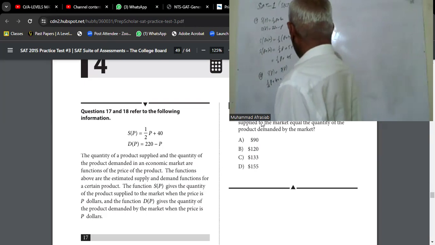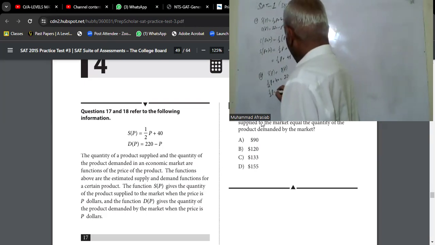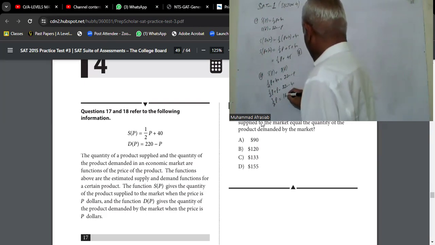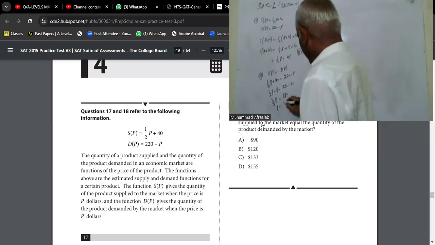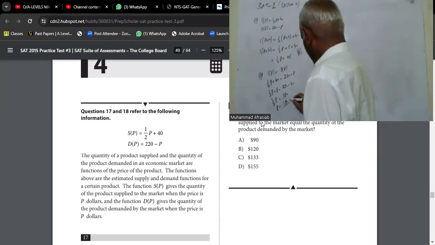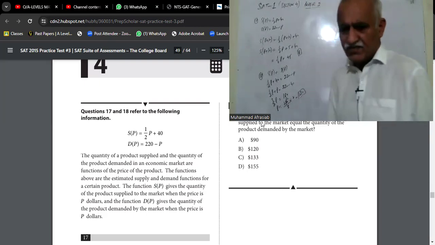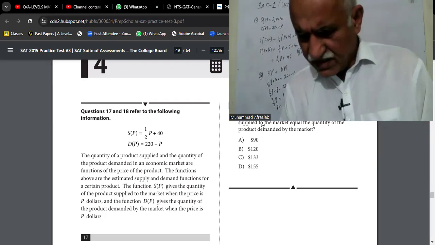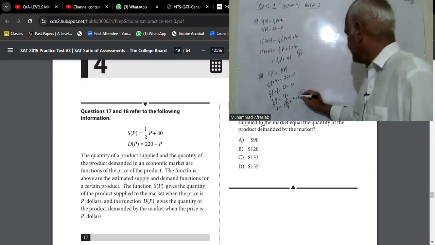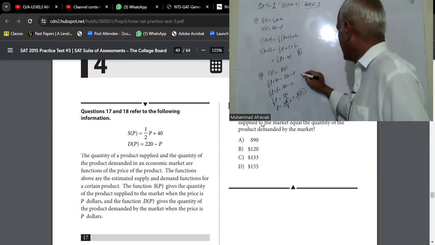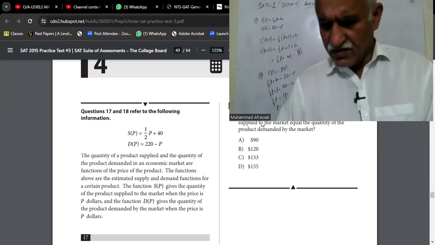220 minus P. So if we add this, half P plus P is equal to 220 minus 40. Two plus 1, 3 over 2 P is equal to 180, or P is equal to 180 times 2 over 3. So that is equal to $120, the price for that. So $120 is the answer, choice B there. So that is the answer for question number 18.